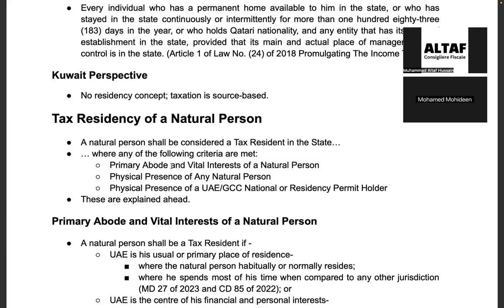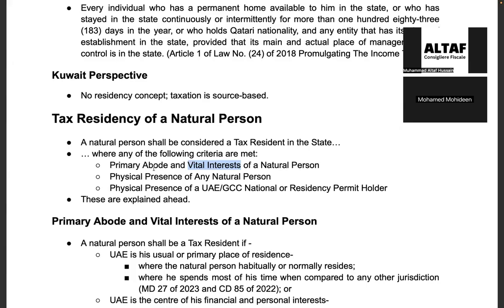First, primary abode and vital interest of a natural person, meaning the life that the person has. What are his most important priorities in life? Where does he live, first of all? Where has he opened his main business, or the majority part of his business? That's vital interest. Primary abode is usually where the family is.